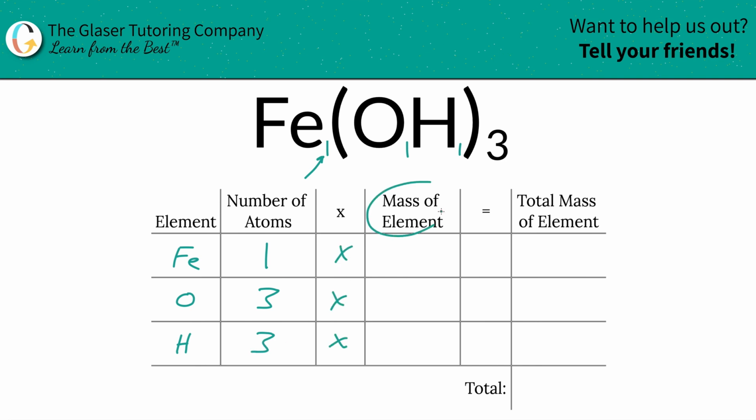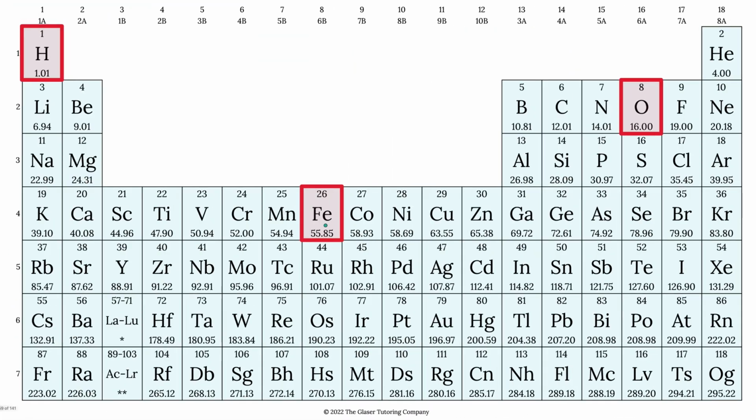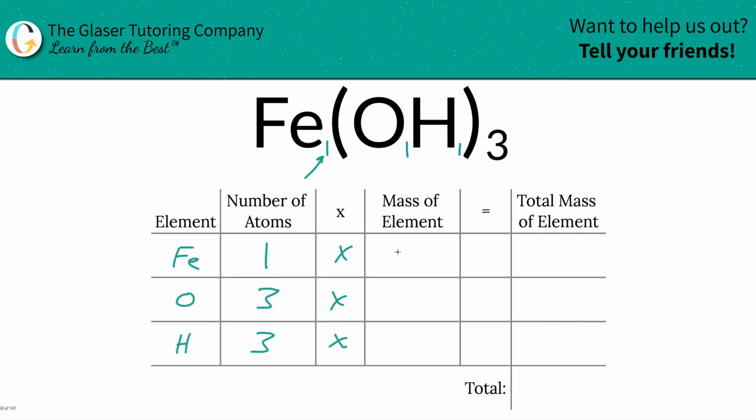Easy peasy. Then we're going to find the masses of the elements. Where do we find these? Oh, periodic table. So iron's mass is going to be 55.85, oxygen is 16, and hydrogen is 1.01. And those are the masses we're going to write down. 55.85. Then we have 16. And then we have 1.01.